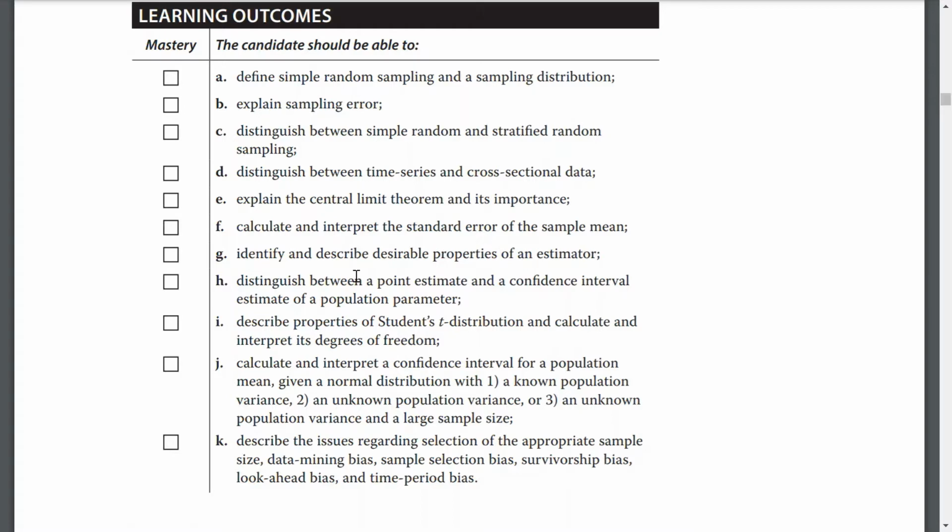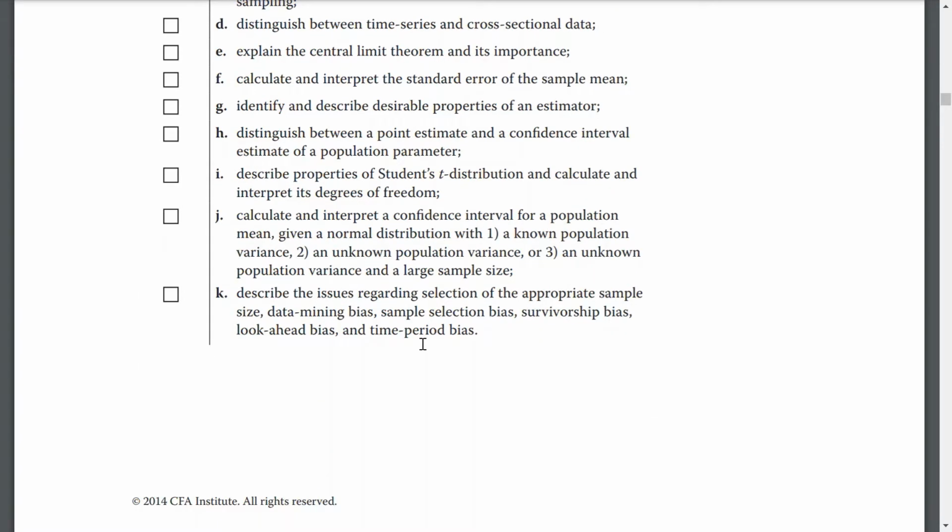a point estimate and a confidence interval estimate of a population parameter, describe properties of Student's t-distribution and calculate and interpret its degrees of freedom, calculate and interpret a confidence interval for a population mean, given a normal distribution with 1, known population variance, 2, unknown population variance, or 3, an unknown population variance and a large sample size. Describe the issues regarding selection of the appropriate sample size, data mining bias, sample selection bias, survivorship bias, look-ahead bias, and time period bias.